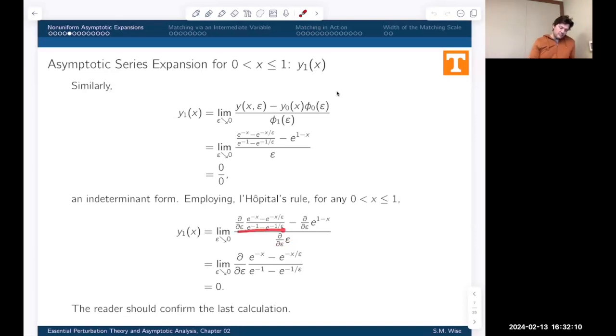This guy is a little more complicated. I'm not going to show the details here. I think I went through the details myself with pad and paper, pretty sure, but the reader should really check that. I claim that as I take the derivative with respect to epsilon and then send epsilon to 0, you actually finally get 0 in this case. Okay, if that's true, then this says that y1 is just equal to 0.